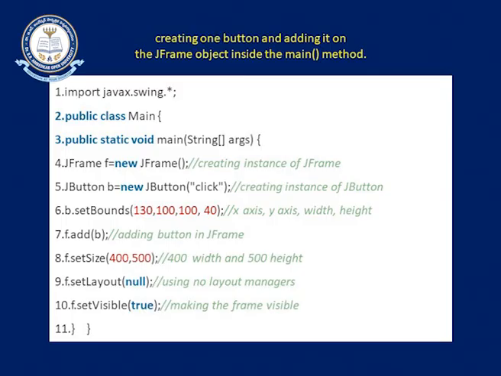Suppose you forget to write the 10th statement, if you run this code, you won't get any output. That is why you should not forget to write the statement f.setVisible(true). Then the frame is created, the button is created, and that will be visible to you. So, this is the sample code where we can create a button.